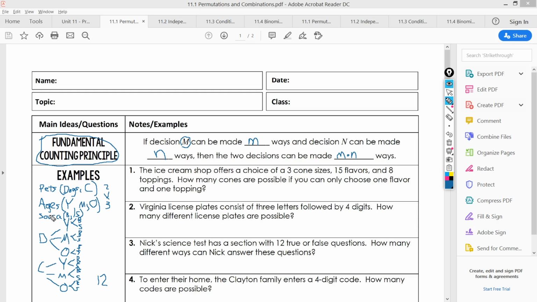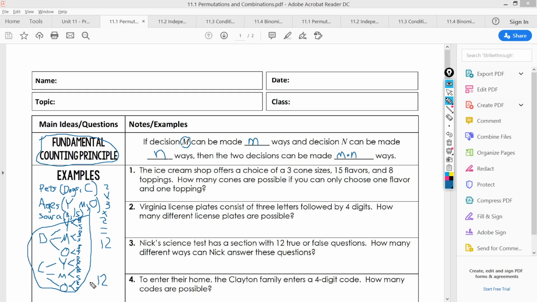Well, that's the same thing as I have 2 pet species, 3 age combinations, and I have 2 source combinations. So if I do 2 times 3 times 2, 2 times 3 is 6, 6 times 2 is 12. So multiplying these gives me 12, which is the total number of combinations that I can get from these.